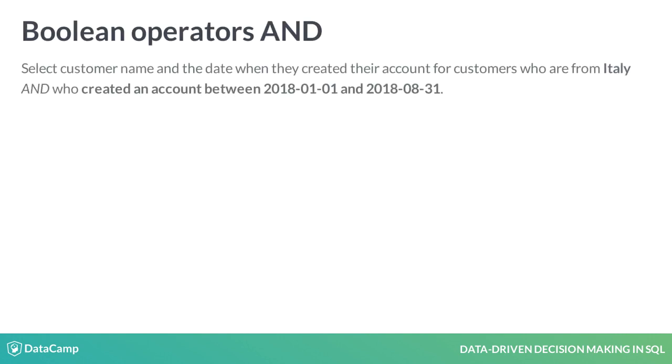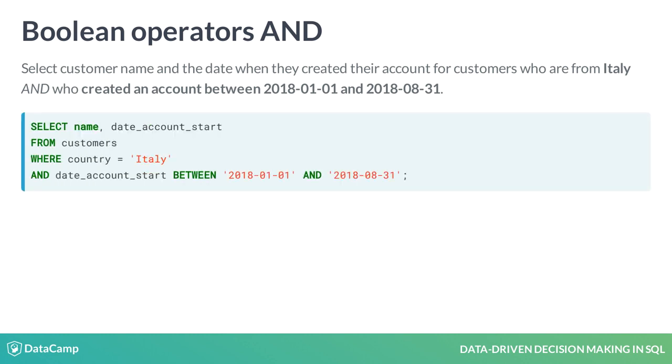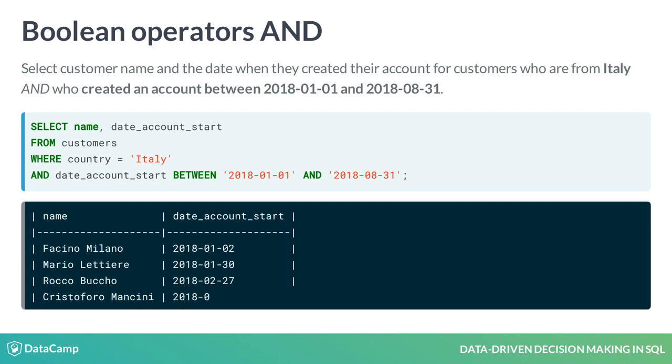With the statement AND, you can connect two or more conditions in a where expression. Here, we ask for customers who are from Italy and have created their MovieNow account between the beginning of January and the end of September 2018.